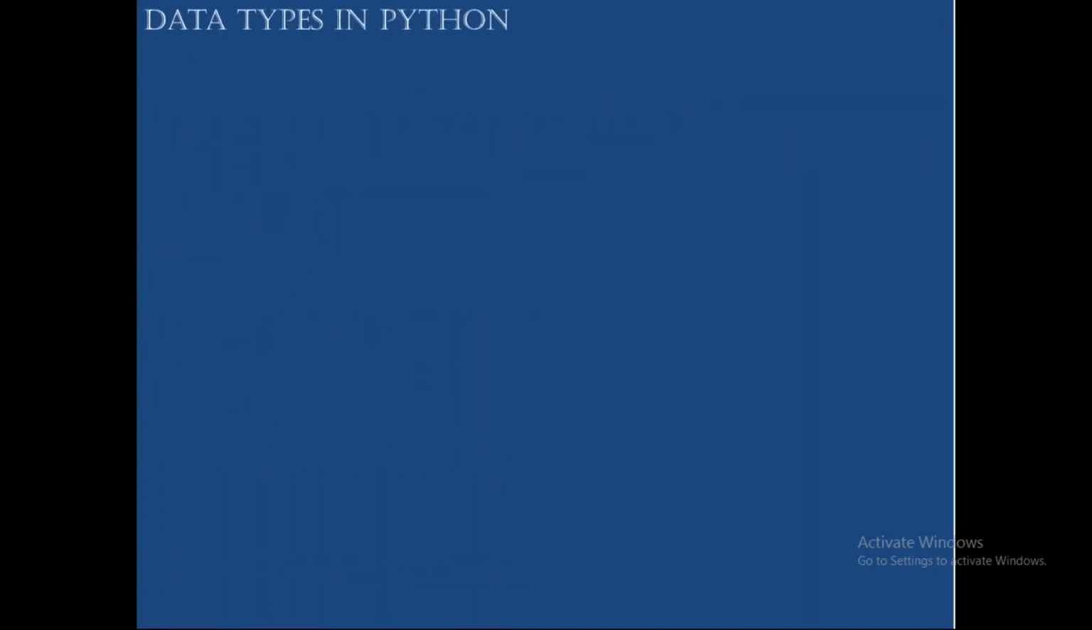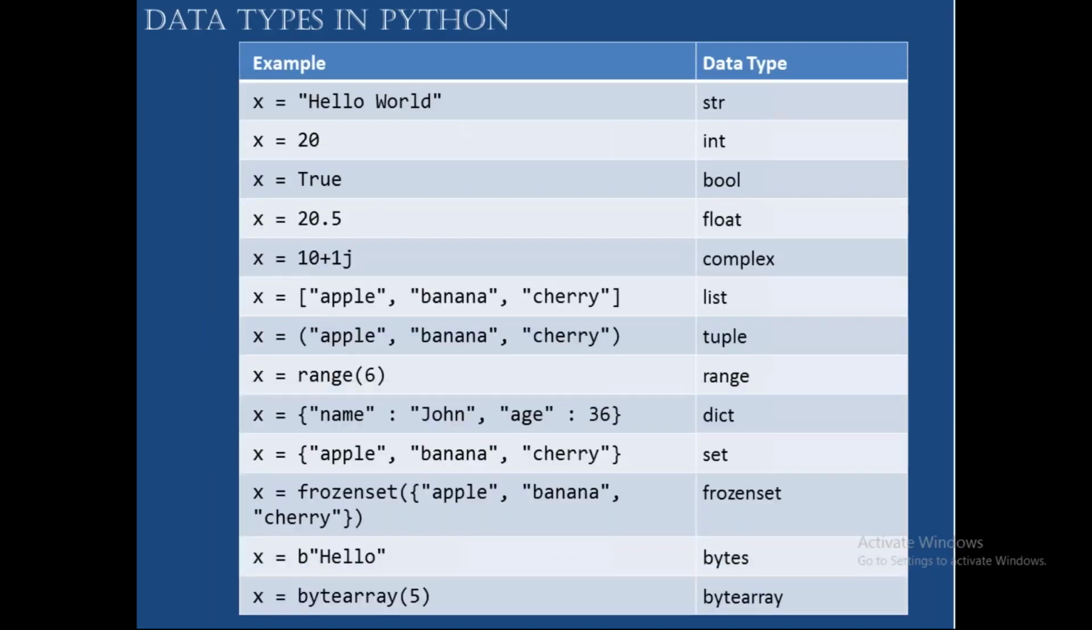Okay, let's see data types in Python. See, this is how you are going to define the data types. Here, string means x equal to hello world, integer x equal to 20, boolean x equal to true, float x equal to 20.5, complex 10 plus 1j, list. String means string, int means number, boolean means true or false, float means 20.5, complex means 10 plus 1j or something, and list means you assign multiple values, apple, banana, cherry. Tuple is the same, but here you use square brackets, and there you use parentheses. Not only this, there are other differences.